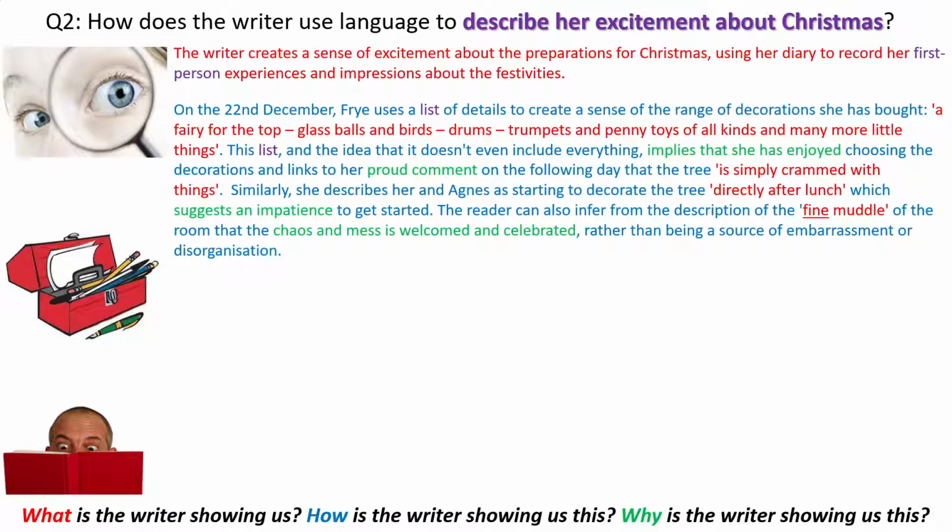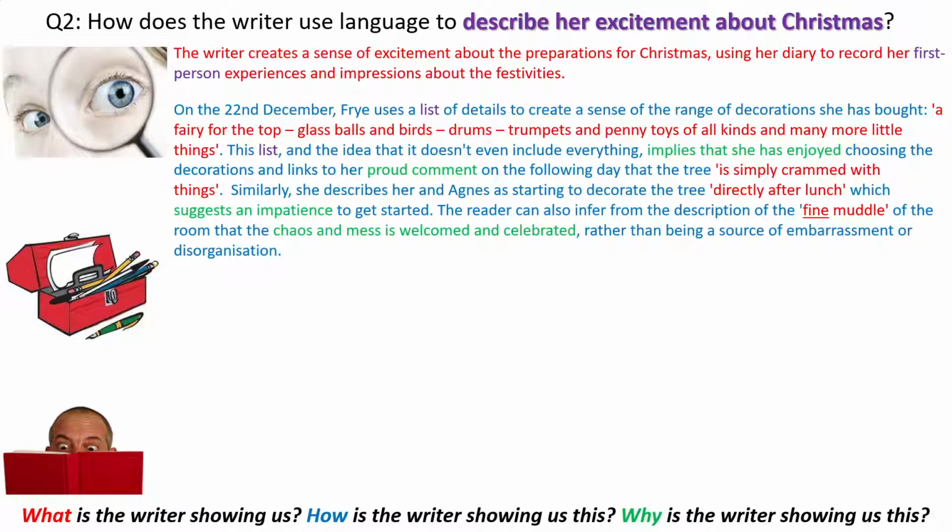This list, and the idea that it doesn't even include everything, implies that she has enjoyed choosing the decorations, and links to her proud comment on the following day that the tree is simply crammed with things. Similarly, she describes her and Agnes as starting to decorate the tree directly after lunch, which suggests an impatience to get started. The reader can also infer from the description of the fine muddle of the room that the chaos and mess is welcomed and celebrated, rather than being a source of embarrassment or disorganisation.